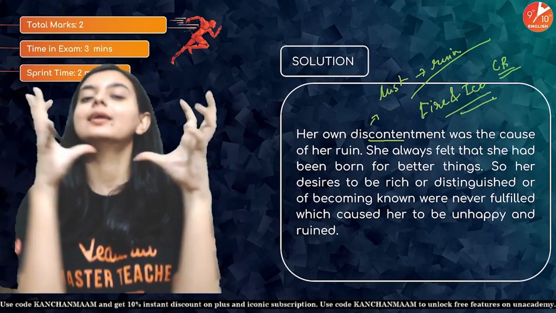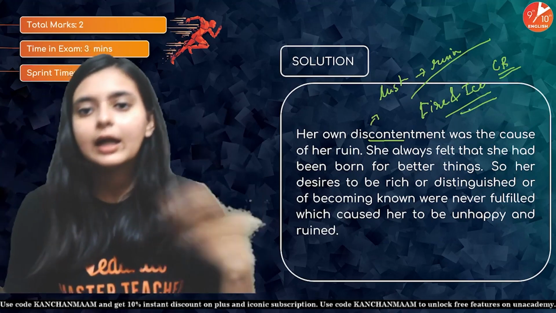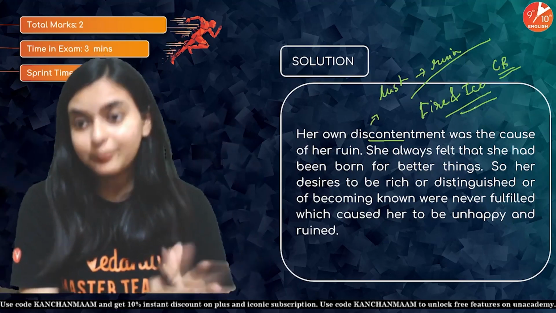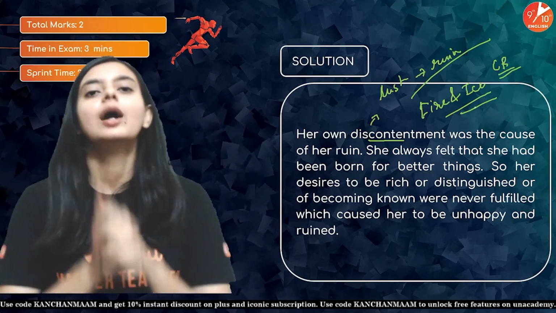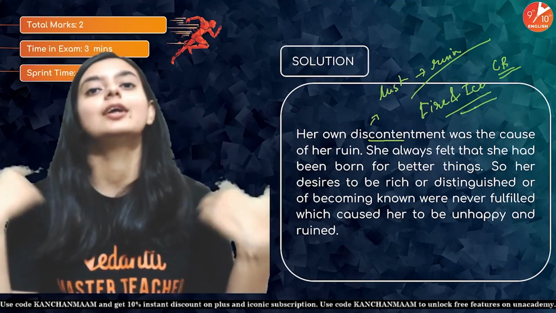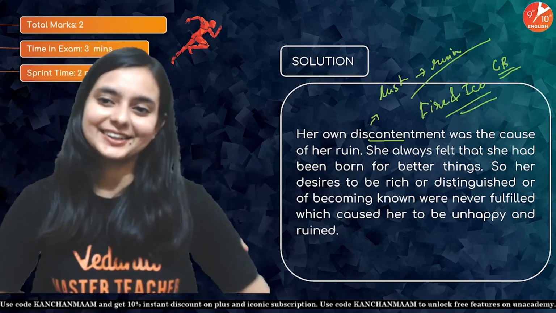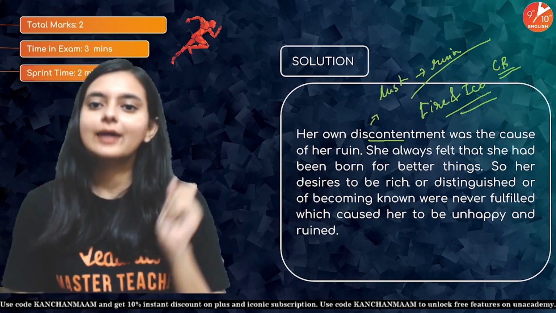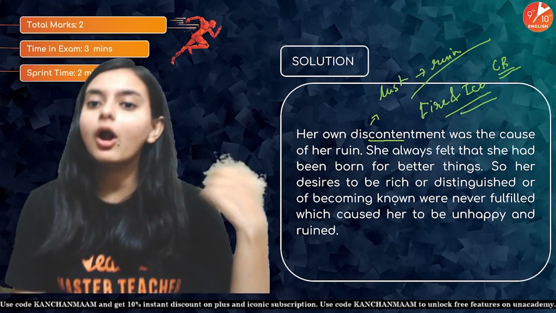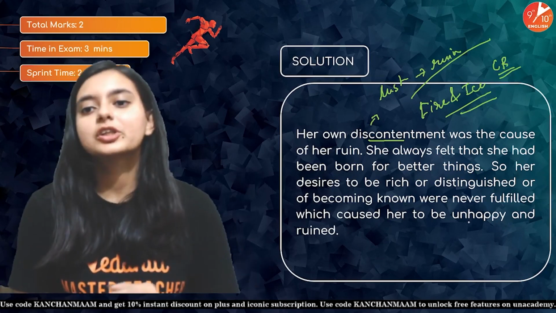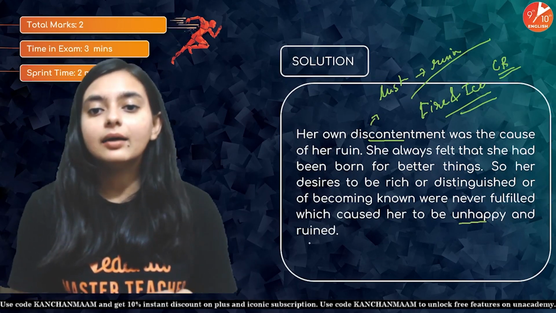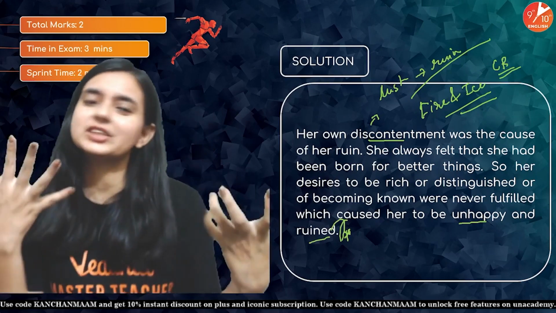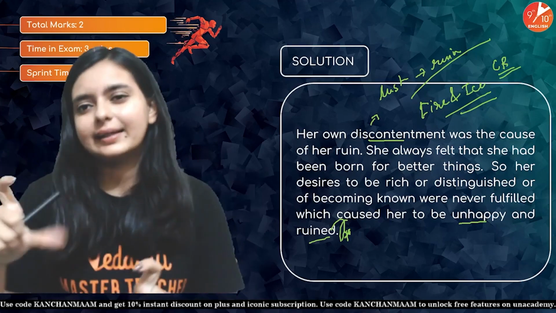That will add the necessary spice, because most of the students would just talk about this chapter focused on the discontentment that Matilda was having. If you give this extra point, you will be able to impress the examiner. Yes. So she always felt that she had been born for better things, so her desires to be rich or distinguished or of becoming known were never fulfilled, which caused her to be unhappy and ruined. And here you can add any quote from Fire and Ice. You can also just talk about the summary in one line from Fire and Ice.